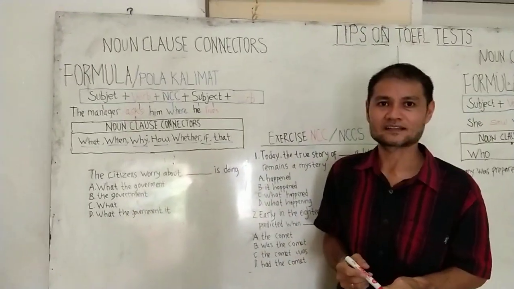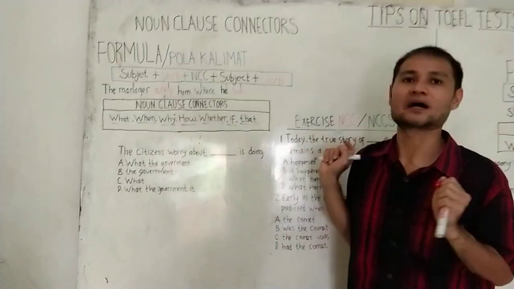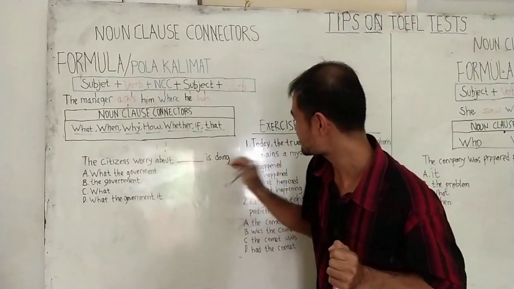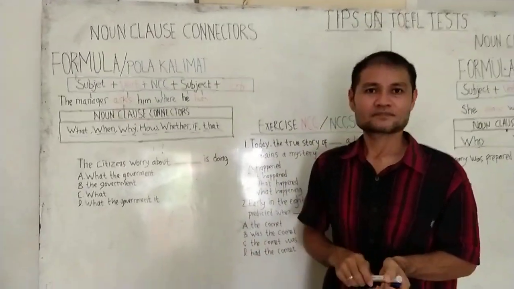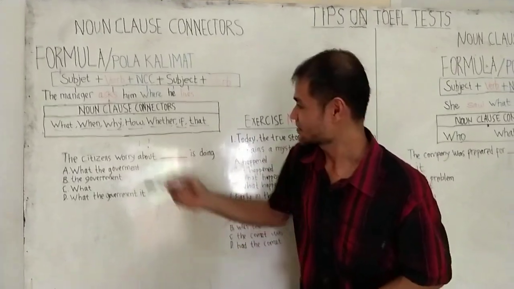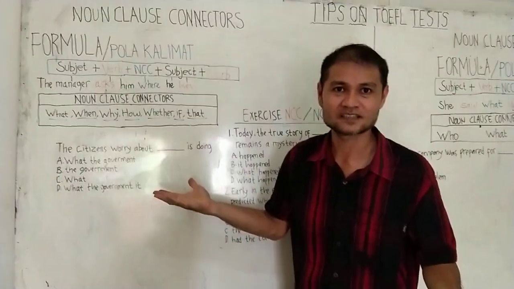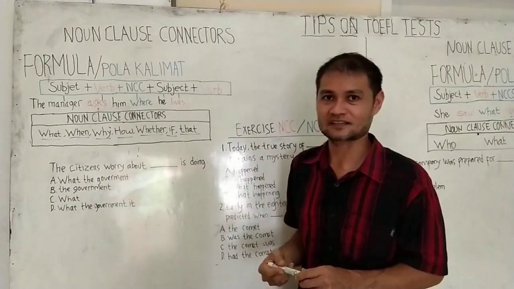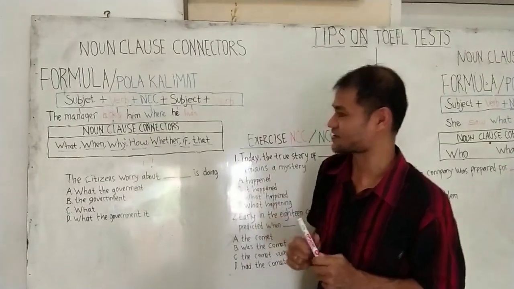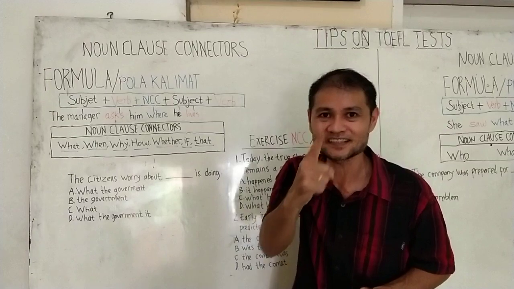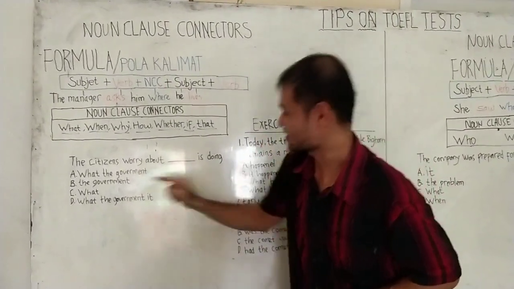Number 1. The citizen worry about blah blah blah is doing. Please answer. Which one is correct? A, B, C, or D? If you pay attention very carefully to the formula of noun clause connector, I think you can guess what's the correct one.